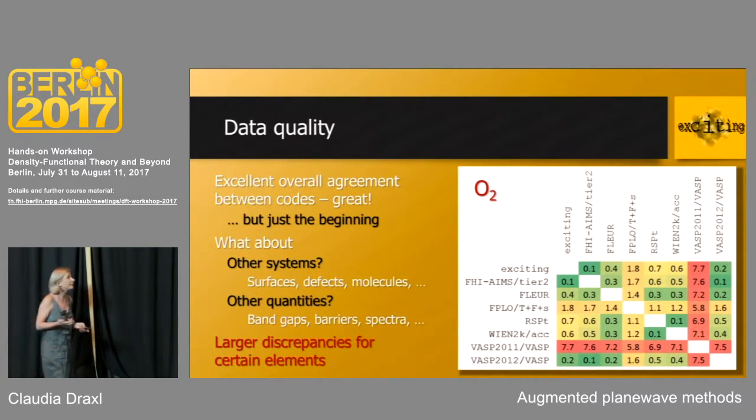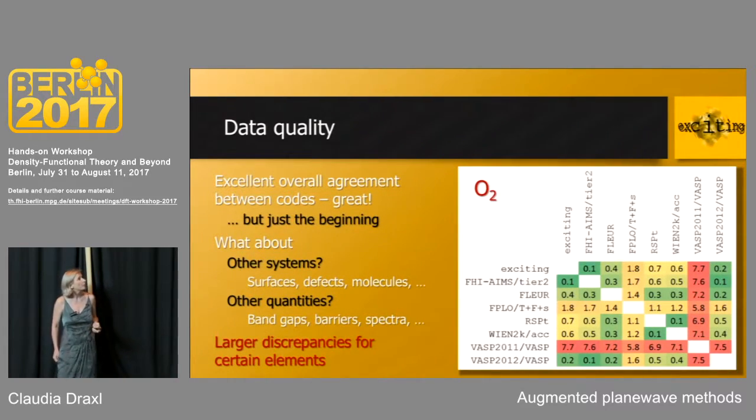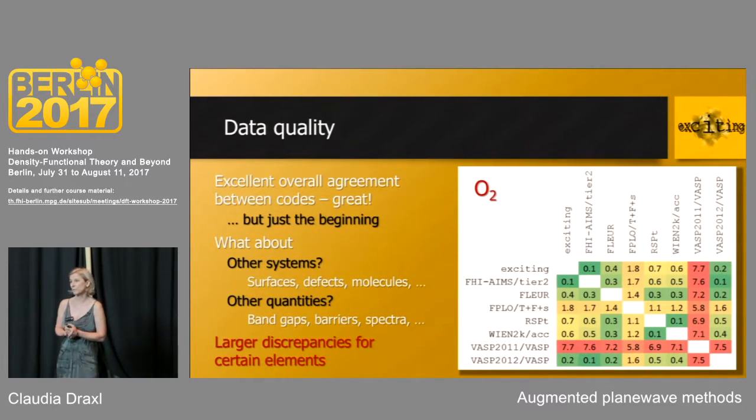Now, if we look into details, of course, this was a very simple test because it only concerns very simple materials and also very simple quantities and just one functional. So I think the way to go is to explore other systems, other quantities, other functionals, other methodology. But what I would like to point out is that there are even larger discrepancies for certain elements. If you look, for instance, at oxygen, which is obviously a more tricky atom, then you see that even between these all-electron methods, there are more differences compared to what we have seen before, what is the average.